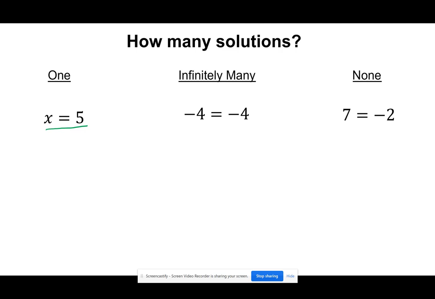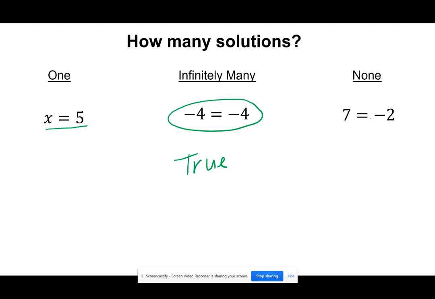Infinitely many is when you cancel out your variables and your very last step looks something like the one in the middle, where you have -4 equals -4, or you get a true statement. -4 is equal to -4. They're exactly the same. So because it is a true statement, you would have infinitely many solutions.